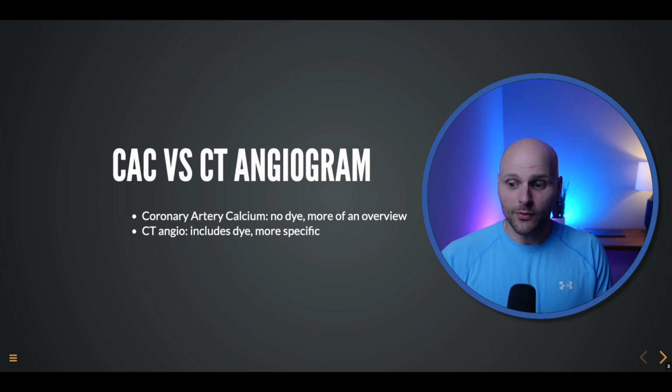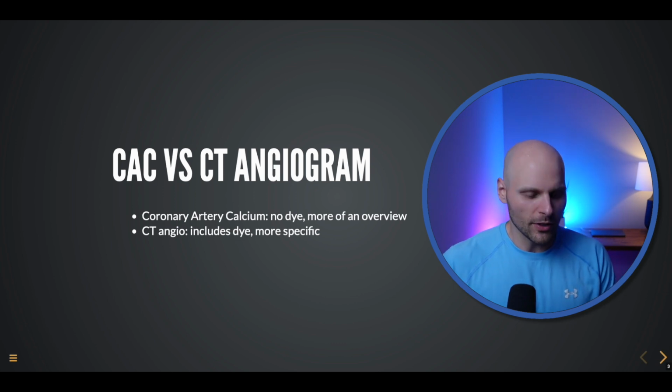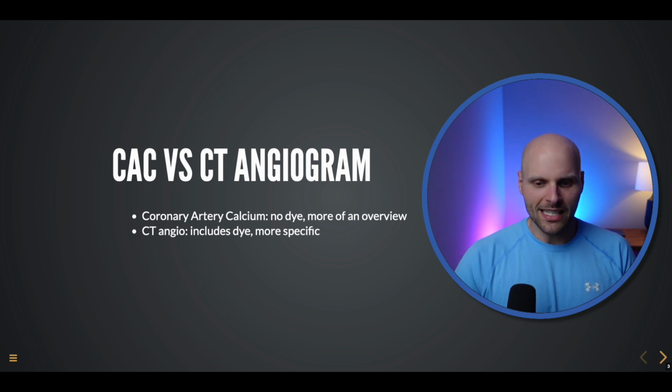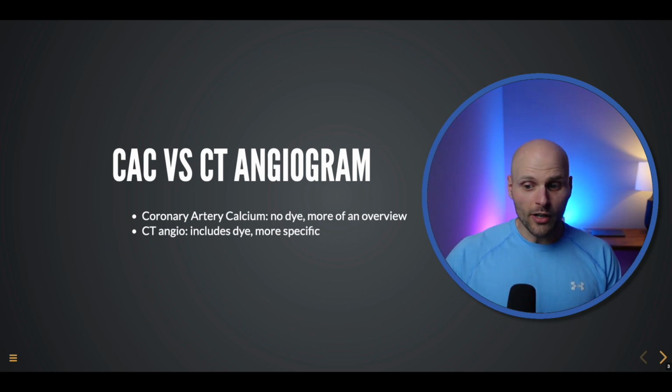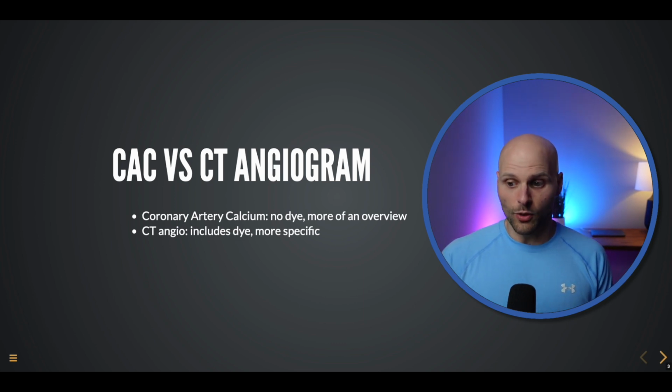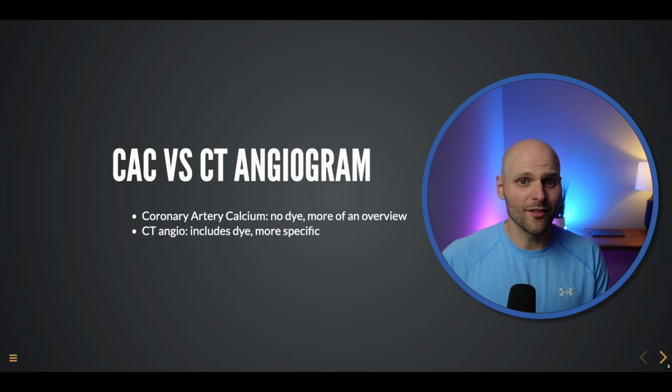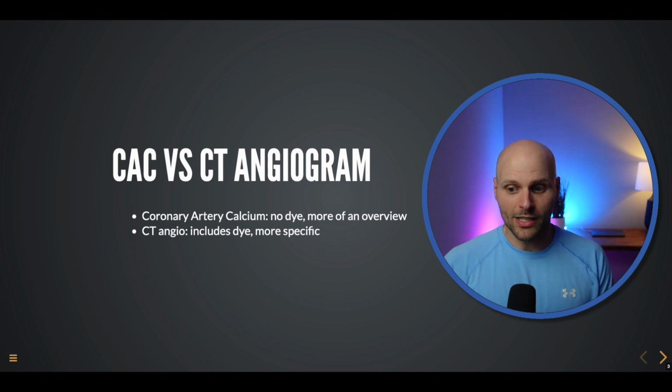A CAC is relatively affordable. It's like a couple hundred dollars, but usually people are paying out of pocket for this, usually not covered by insurance. Relatively affordable, but not that specific. Whereas with the CT angiogram, you can see into the coronary arteries better, and it can be used to rule out severe stenosis and to quantify the plaque burden. But once again, this is going to be significantly more expensive, usually not covered by insurance, and this is usually not our first go-to test.